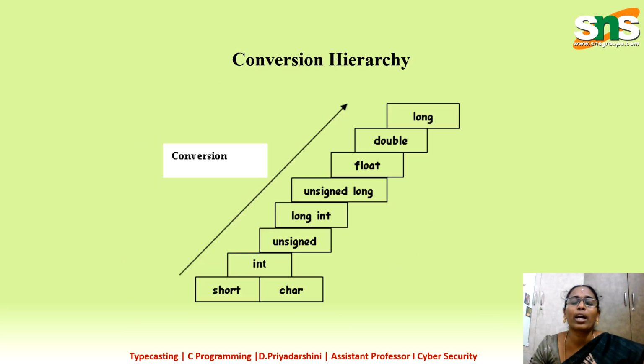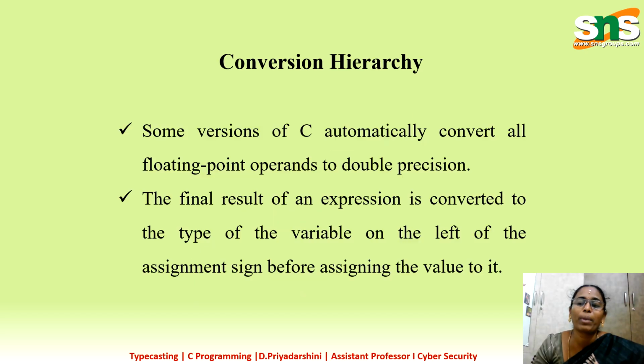The next is the conversion hierarchy. The short integer will be converted to integer, then to unsigned integer, long integer, unsigned long integer, float, double and long double. This is the hierarchy. Following this hierarchy is necessary in C programming because when we convert from a lower level to a higher level, the significance will not be disturbed. When we convert from a higher level to a lower level, the significance of the value will automatically be reduced. To avoid such a reduction, the conversion hierarchy helps in C programming.